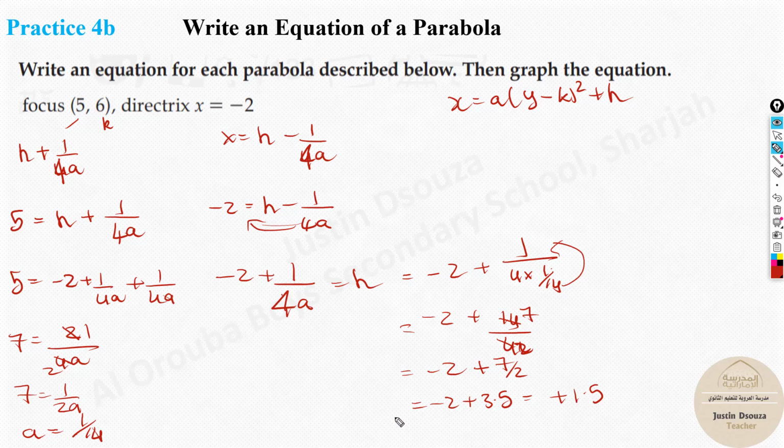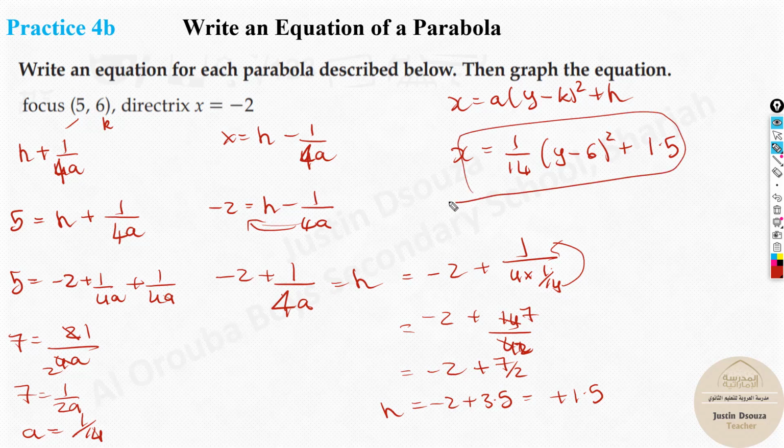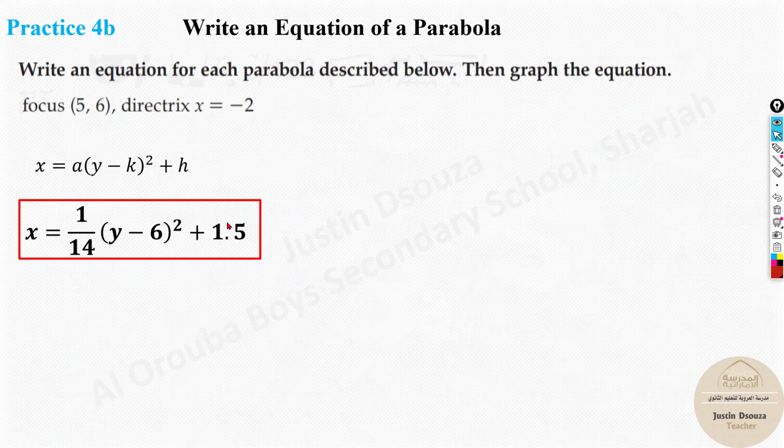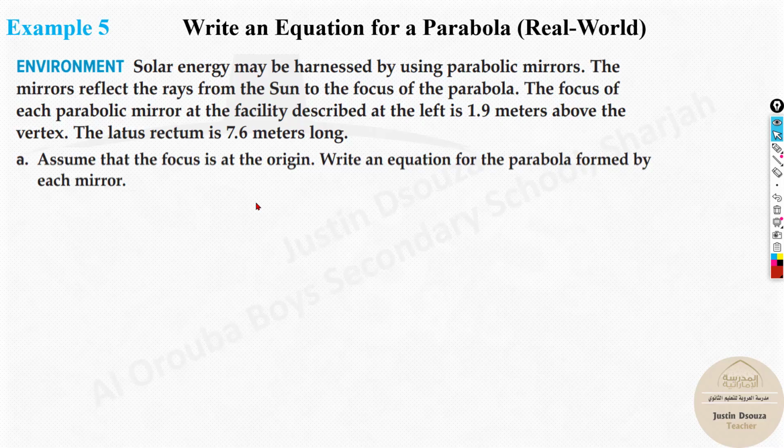So now we have a, this is h, and we know the k value. Just substitute here. x is equal to 1 by 14 positive, y minus k is 6, the whole square, plus what is the h value? The h value we just now found to be 1.5. This is the final answer. Okay, that's it. So that is how we basically solve it. You can see 1 by 14, y minus 6 the whole square plus 1.5. Or you can have 3 by 2 also, it's the same thing. So that is how we do those problems.